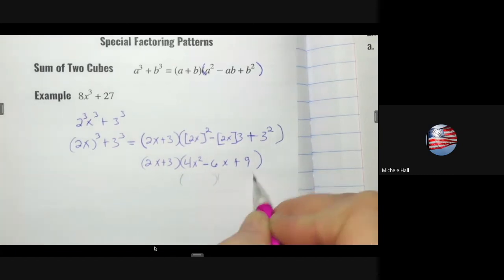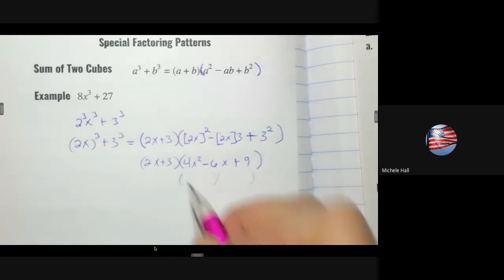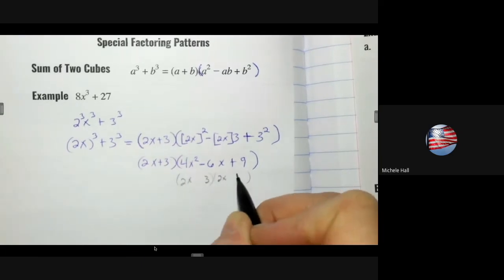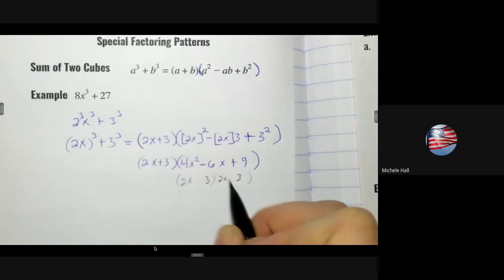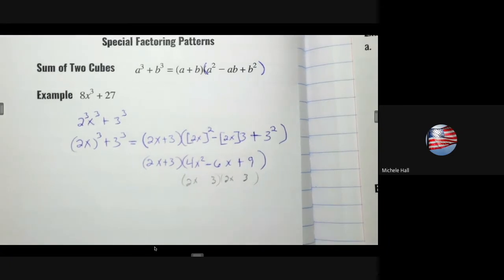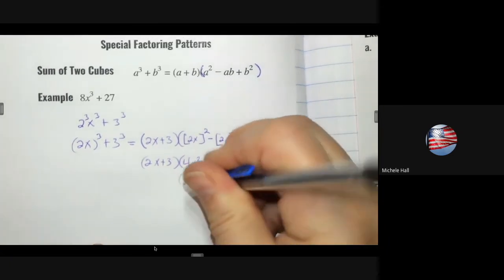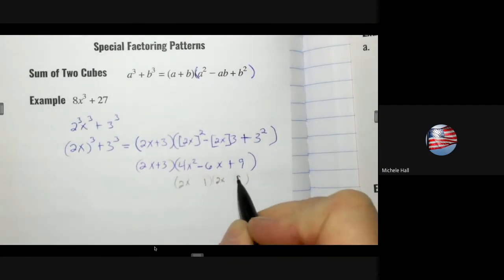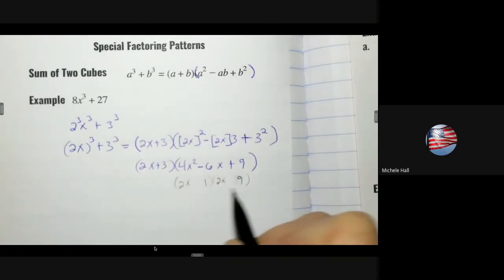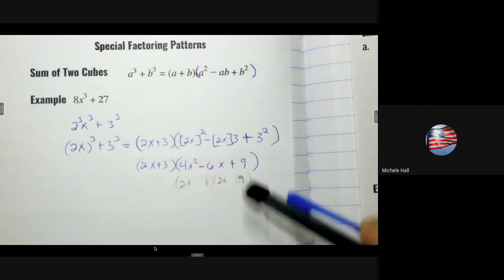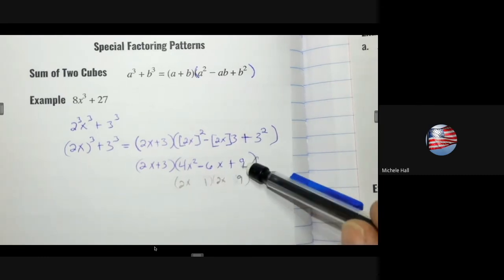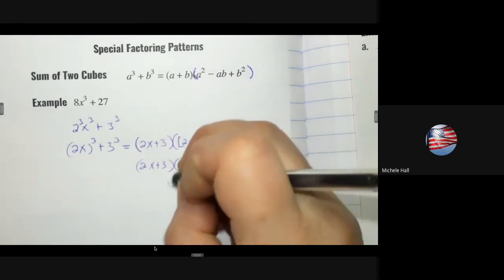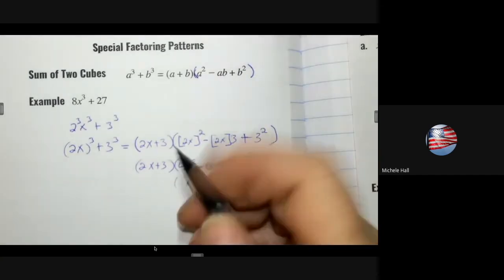So by trial and error, I could try 2x, 2x, 3 and 3, and we get 6 and 6. That's not going to add to 6. And we could try 1 and 9 before I get rid of my 2s. We have 18 and 2. That will not add. So I've tried all the factors of 9. Now I'm going to switch out the factors of the 4x squared, which would be 4 and 1.